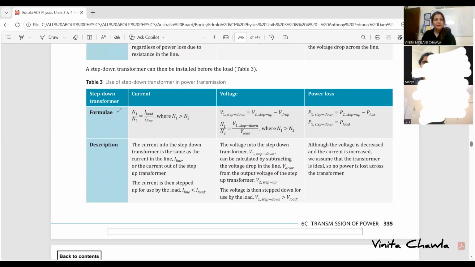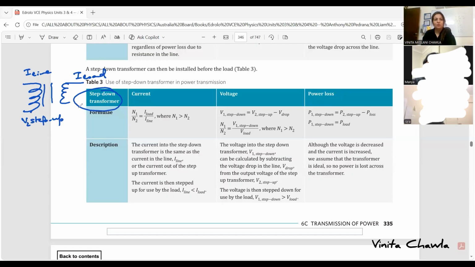And in case of the step down transformer, this is the current, I line is the current, and we get the current across the load as I load. We write this as I load, right? And the voltage that we get here is V2 step up, and here the voltage is V load. So we can relate these things accordingly, right?